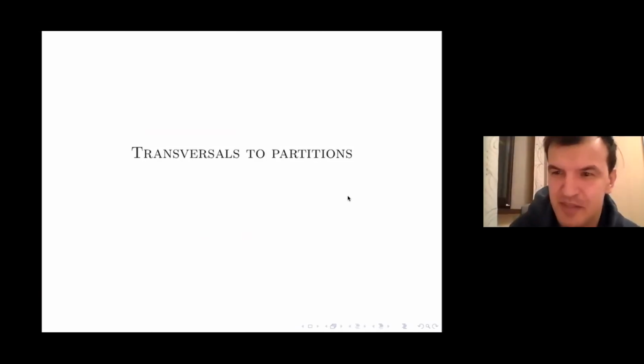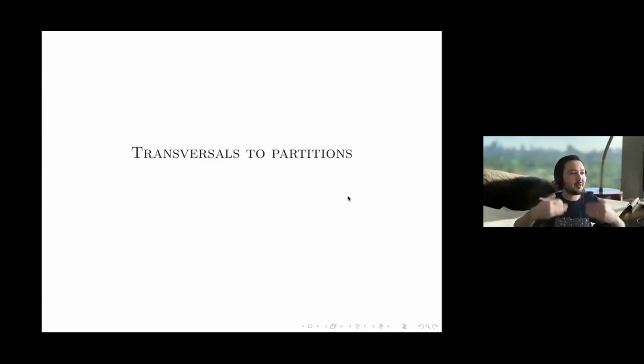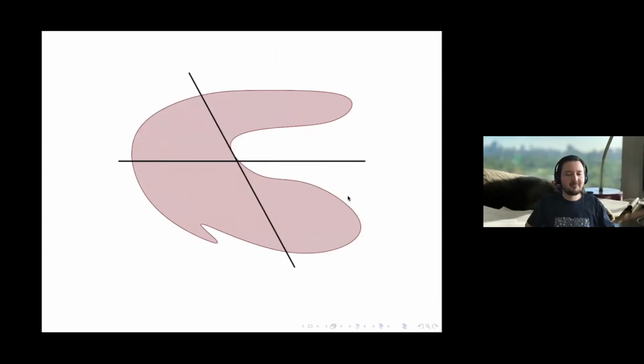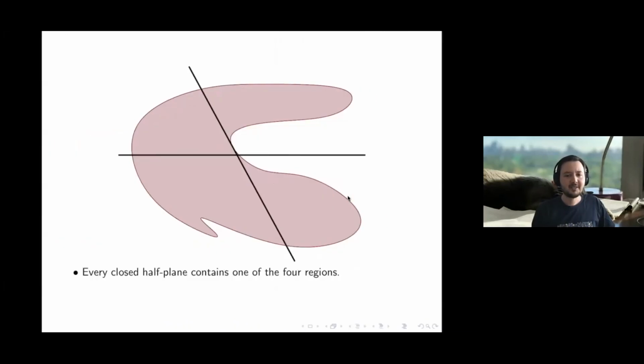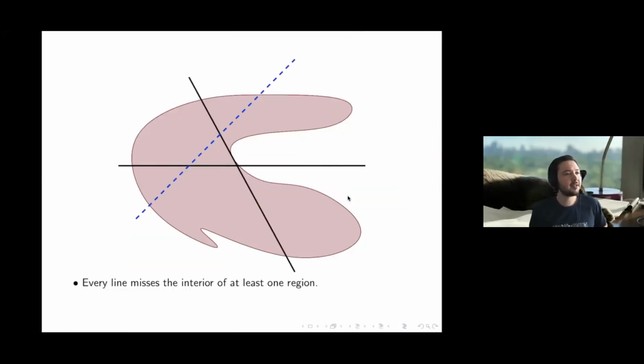It's very clear. Good. So let's jump into this, because I want to go back to the example I gave you in the plane and say, okay, we said that we really wanted to talk about this point as a center point and that we could do better, but maybe we really like this partition. Maybe you really like the fact that we're splitting with these two lines into 4 equal pieces. And the fact that every closed half plane contains one of the 4 regions actually means that every line I draw misses the interior of at least one region. So in this case, I'm not hitting the interior of this region here.